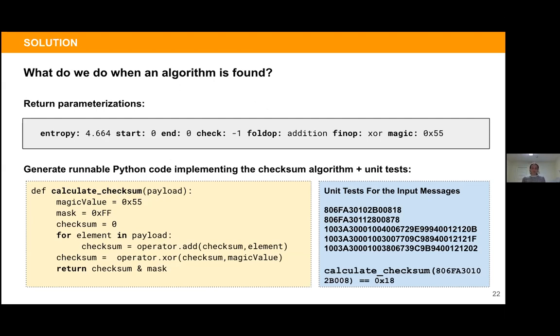When our algorithm does find a parameterization that works for a set of messages, we can either return that parameterization directly to the user, in which case they'll have to have some idea of our formal model for representing checksums. But we can also return runnable Python code actually implementing the checksum algorithm, as well as generate unit tests, which will allow the user to validate the synthesized algorithm on a set of messages. Doing this allows a user without much background with checksums to make meaningful use of our tool.